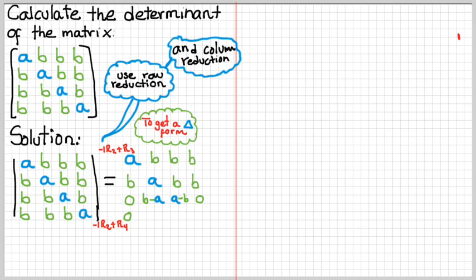And if we perform the operations for the second elementary operations we are applying, minus 1 row 2 plus row 4, we get easily 0, b minus a, 0, and a minus b. So we are getting close to a triangular matrix, but still we have some work to do.